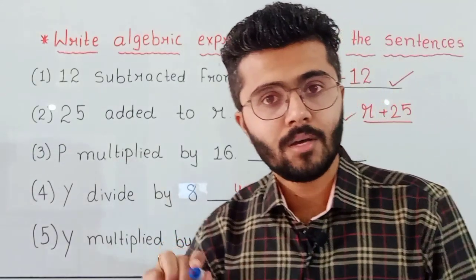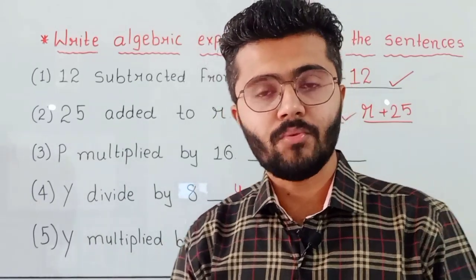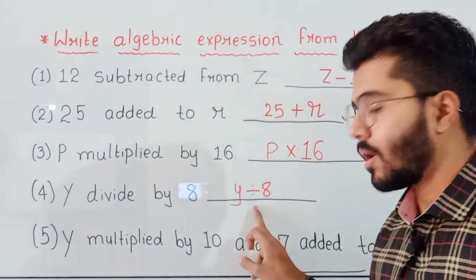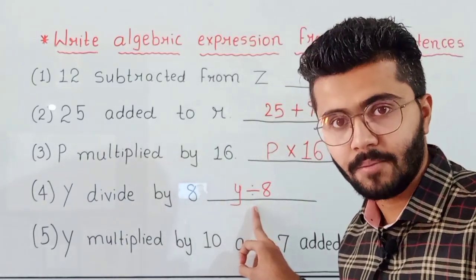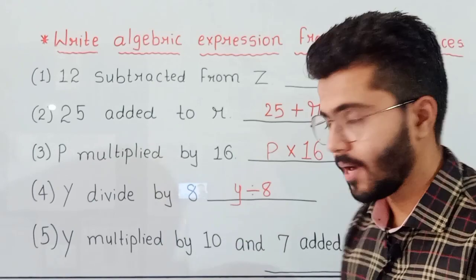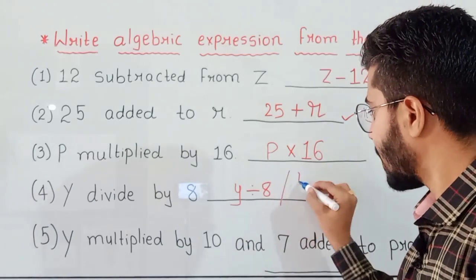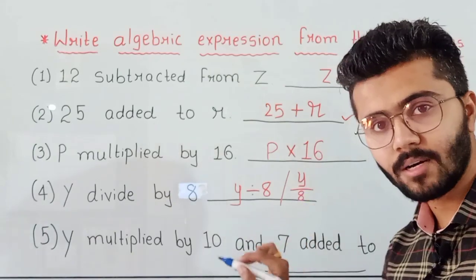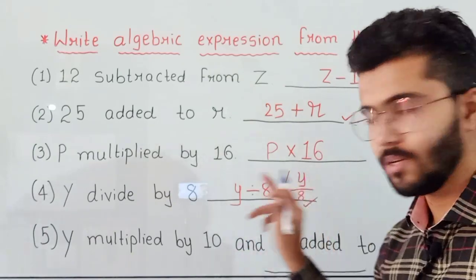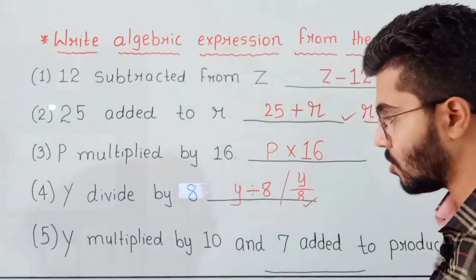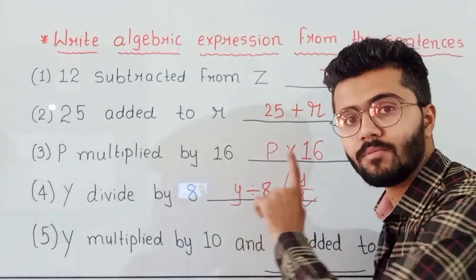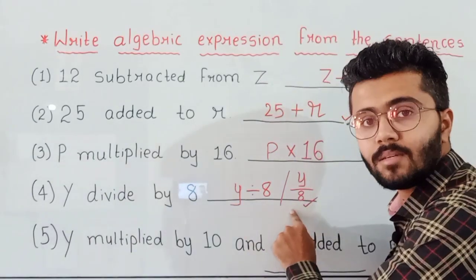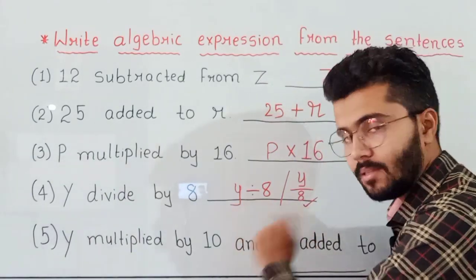So one thing in algebra, whenever any division is given to us, we usually don't write the division sign, but we write like Y divided by 8. So this is the correct algebraic expression for the given statement. So please keep it in your mind. We will not put the division sign. I'm telling you it's not wrong, but this sounds better than that.